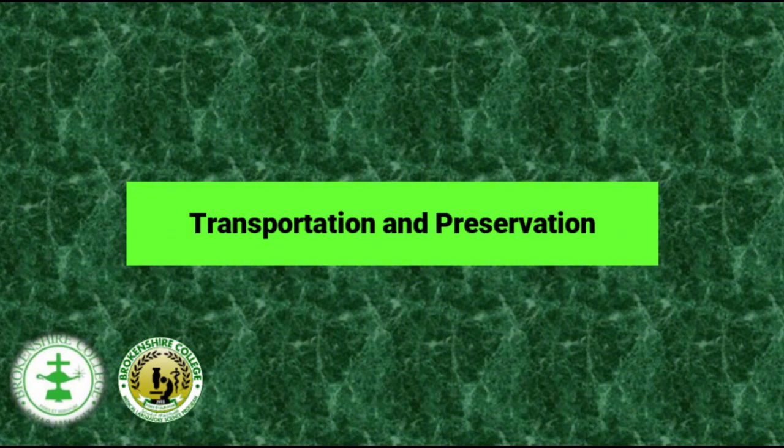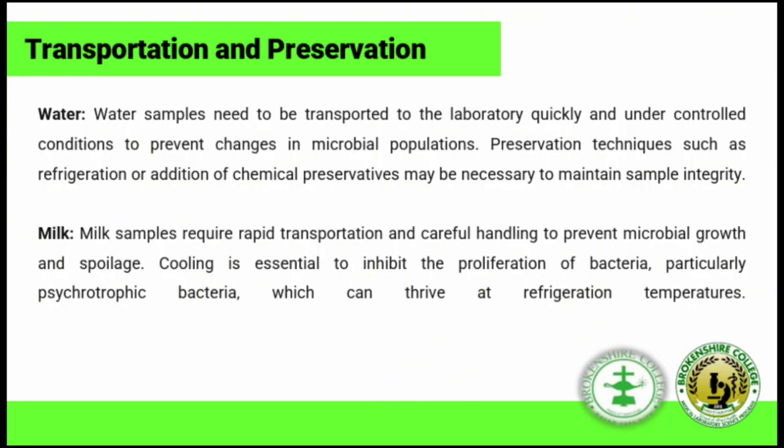Transportation and preservation. Water samples need to be transported to the laboratory quickly and under controlled conditions to prevent changes in microbial populations. Preservation techniques such as refrigeration or addition of chemical preservatives may be necessary to maintain sample integrity. Milk samples require rapid transportation and careful handling to prevent microbial growth and spoilage. Cooling is essential to inhibit proliferation of bacteria, particularly psychrotrophic bacteria, which can thrive at refrigeration temperatures.